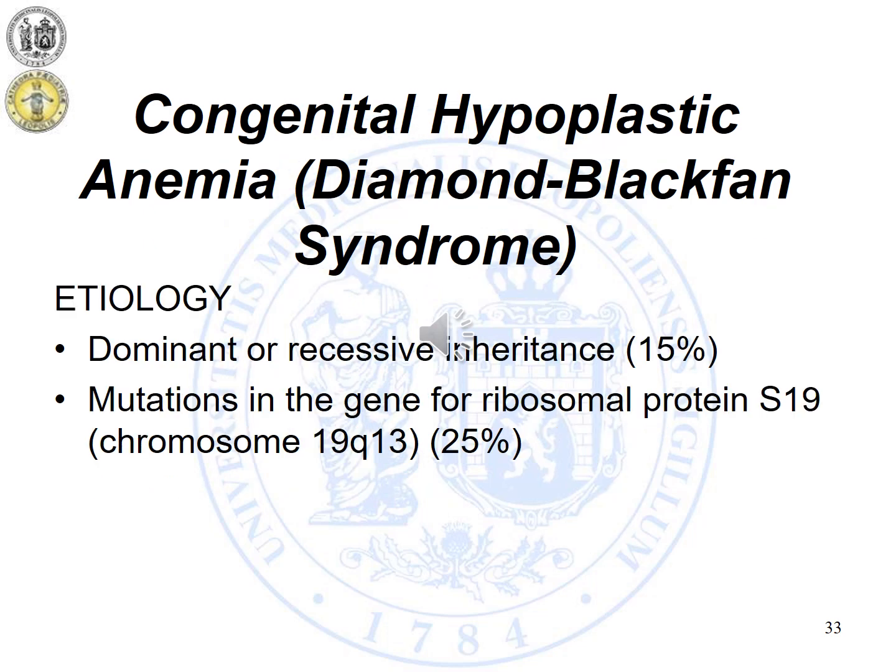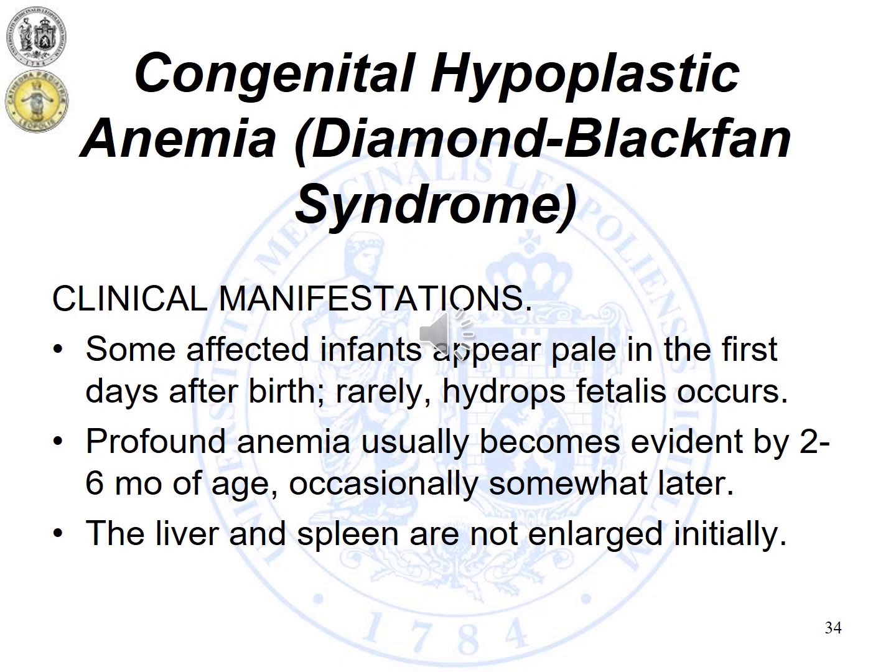Etiology. Dominant or recessive patterns of inheritance are indicated by familial occurrence in about 15% of patients. In about one quarter of patients, there are mutations in the gene for ribosomal protein S19 mapped to chromosome 19q13. Some affected infants appear pale in the first days after birth. Rarely, hydrops fetalis occurs. Profound anemia usually becomes evident by the second to sixth months of life, occasionally somewhat later. The liver and spleen are not enlarged initially.